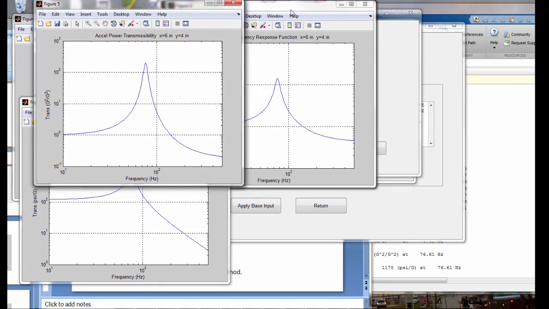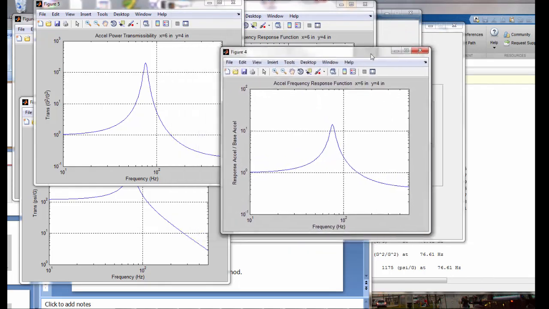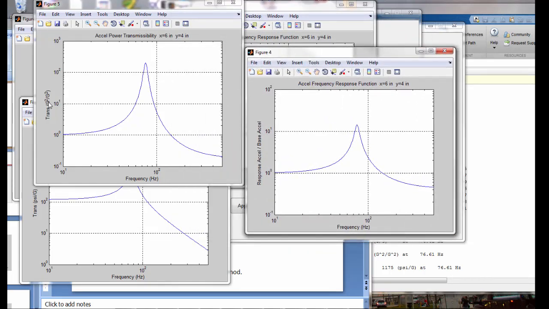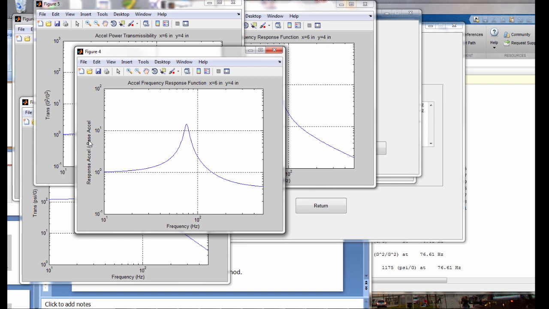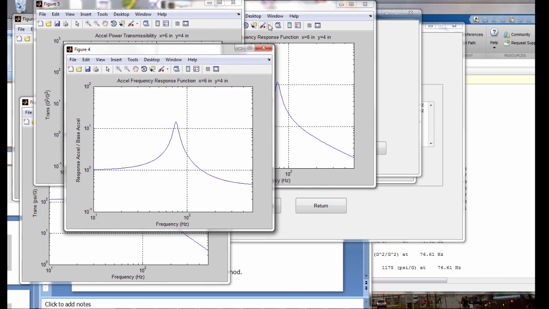We have, let's get our transmissibilities here. Here's a power transmissibility, G squared out divided by G squared in. And X is equal to 6 inches, Y is equal to 4 inches. That's the center of the plate. Then we have the response acceleration divided by the base acceleration. So this is simply G out divided by G in. And I'm making a mental note to myself that maybe I need to fix that a little bit to make those two y-axes for those two different transmissibility plots more consistent with one another. But you get the idea.